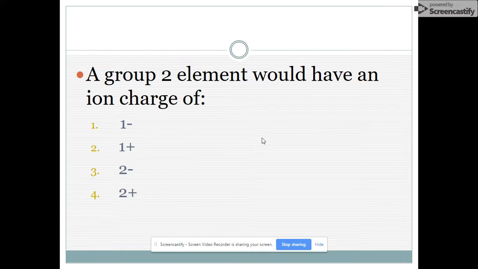So if you think about a group 2 element, what would it have a charge of? Well, it's in group 2. We know that elements in group 1, 2, and 3 will lose electrons to become positive cations. An element in group 2 has 2 valence electrons that it needs to get rid of to have 8 below. So that means it would have a charge of positive 2. And you'll notice on this, we don't write positive 2, we write 2 positive. It's just one of those picky things that chemists like to do.